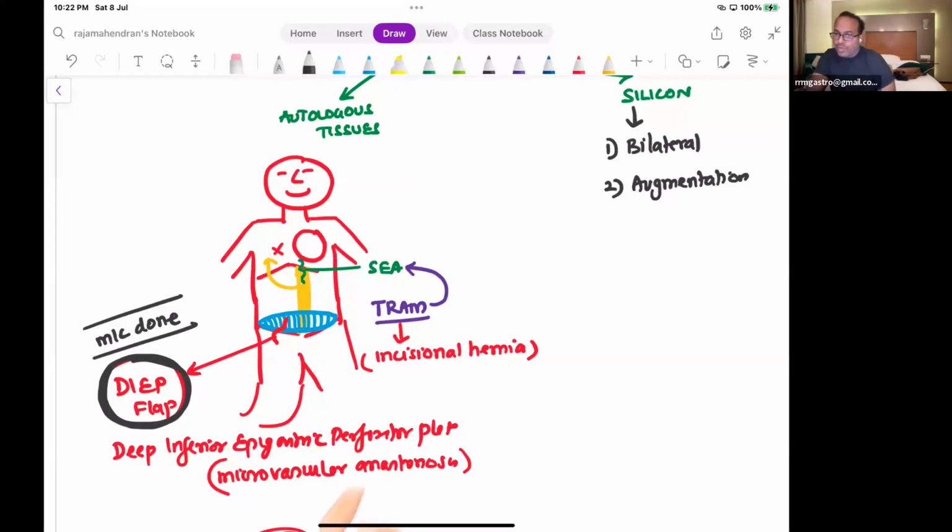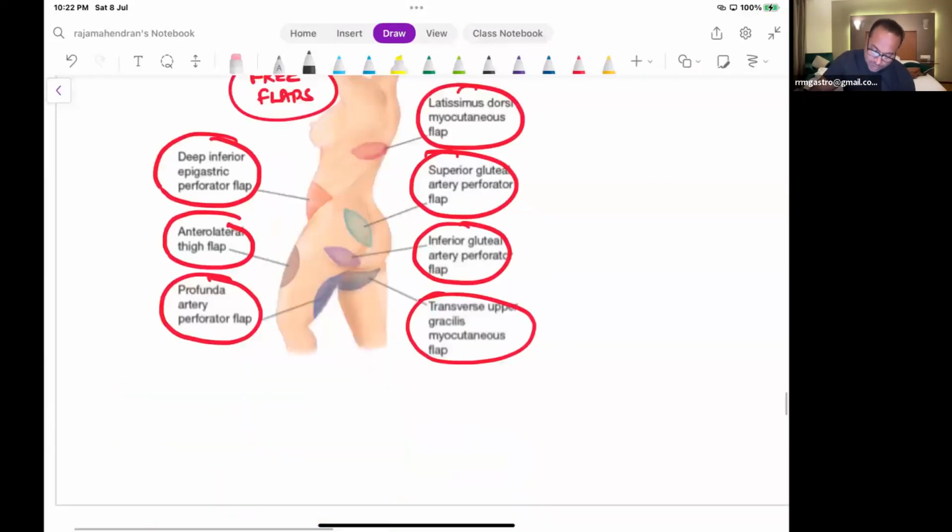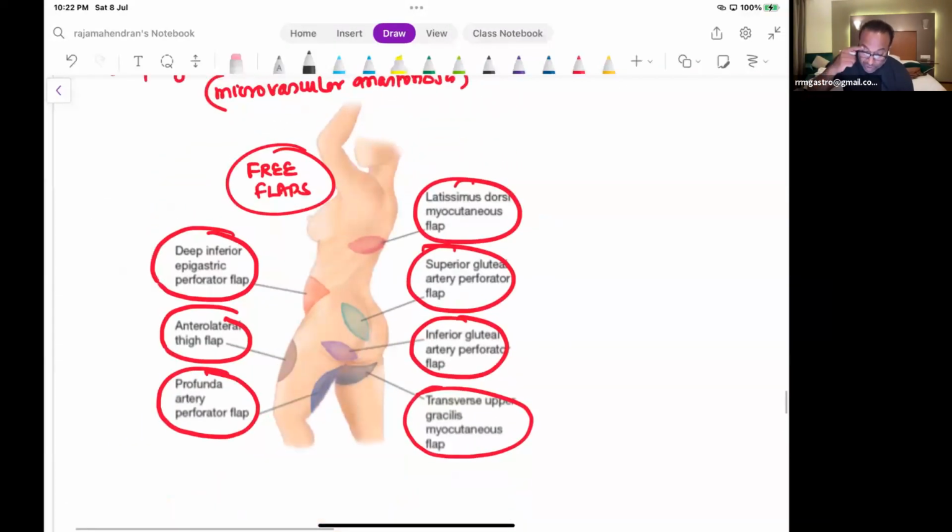Perforator flap and myocutaneous flap: myocutaneous means it will have muscle also. In this picture, some flaps will include the muscle. This myocutaneous flap, latissimus dorsi, will contain muscle and skin, whereas the deep inferior epigastric perforator flap will contain only skin and subcutaneous tissue. See, the flaps can sometimes have muscles also.